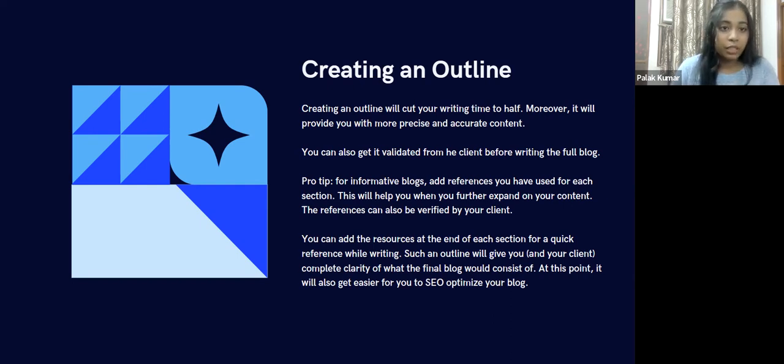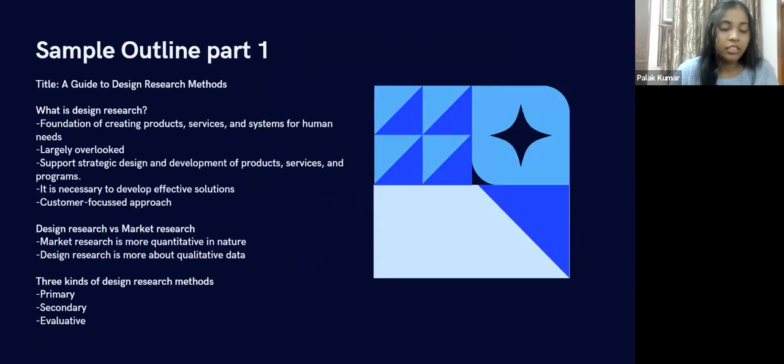because mostly the client maybe knows the subject better than you. The client knows what he wants. So even the client can verify those references. So, coming to the next slide, I have created a sample outline for you guys. You can just take a picture of it. I won't be going into the detail. I have mentioned all the subheaders and pointers in this outline so that it's easy for anyone to skim.